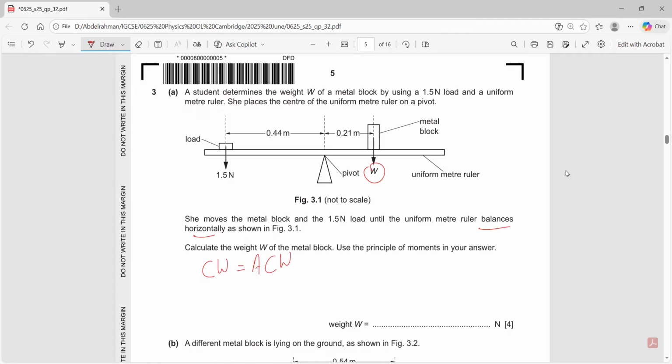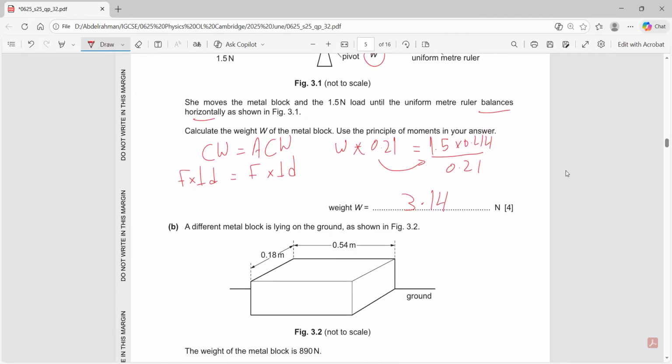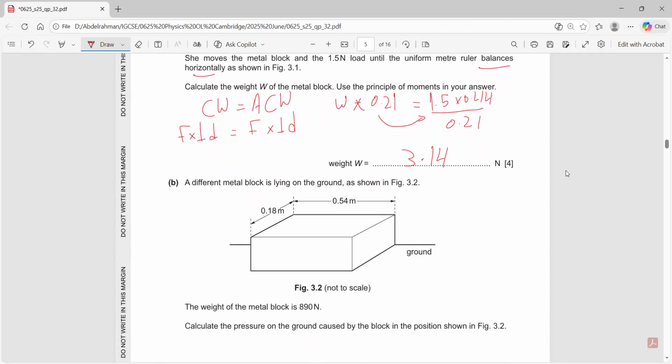The clockwise moment would be the force times the perpendicular distance, which is equal to the force times the perpendicular distance on the other side, or in other words, weight times 0.21 equals 1.5 times 0.44, right? You need to divide by 0.21. This will give you a total weight of 3.14 newtons.